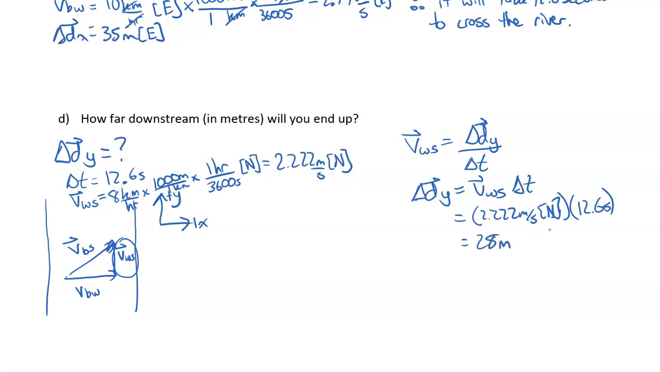Well, what can we conclude? And notice this is north too, right? Because we have to include that direction. We can conclude, therefore, the boat, or you, it's talking how far will you end up. So therefore you will end up 28 meters north downstream.